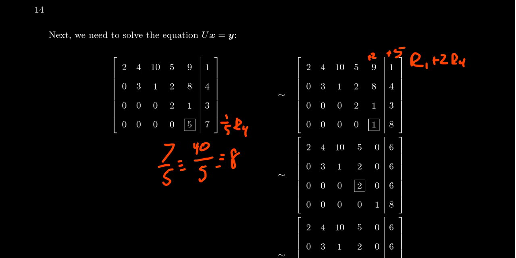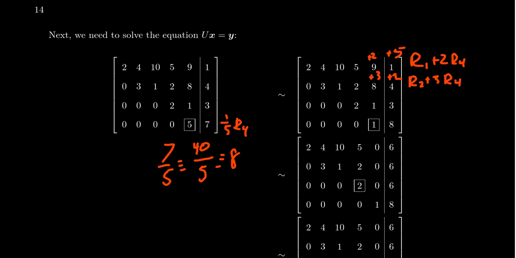So for the next one, we're going to do row 2, subtract 8, which is the same thing as adding 3 times row 4. So we're going to add 3, we're going to add 24. Now 24, if you reduce that mod 11, is actually just a 2. You can take 22 away from that. 4 plus 2 is equal to 6, so you're going to get 0 and 6 right there.